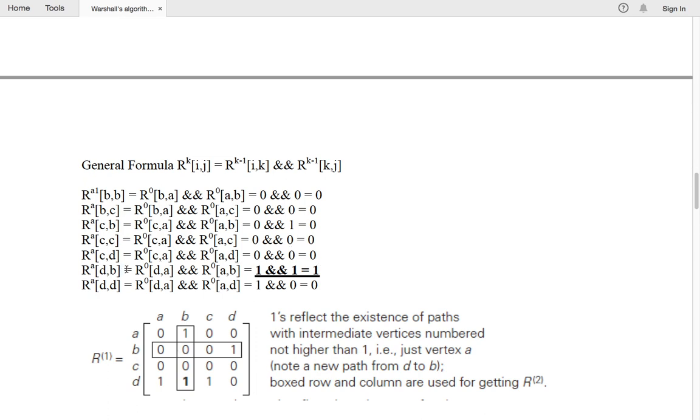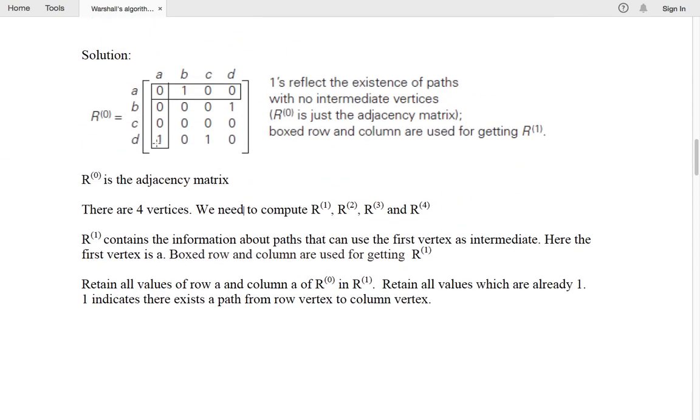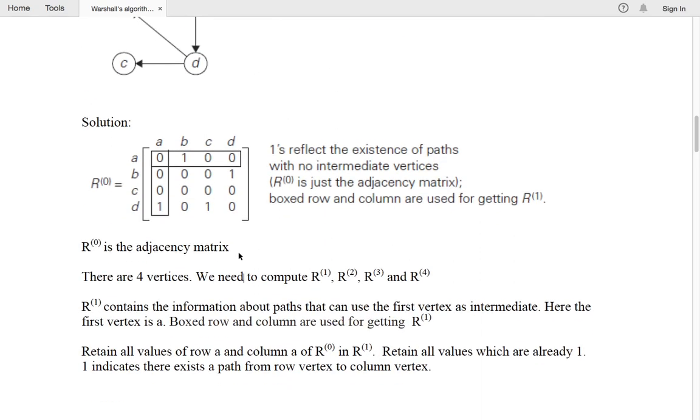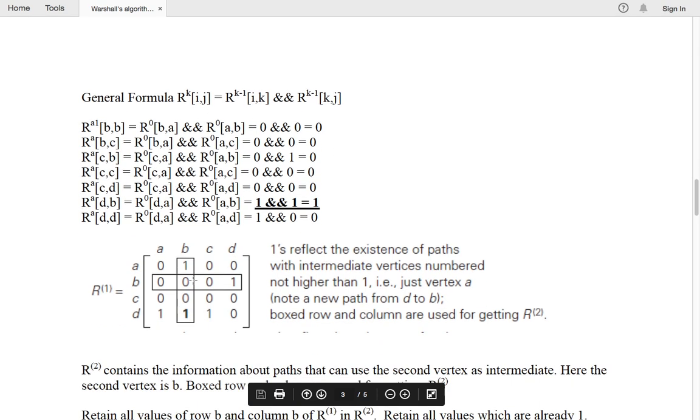0. Now come to DB. So DA and AB. So what is DA? 1. What is AB? 1. 1 and 1 is 1. So value of DB through A is 1. It implies, if you look at the graph here, so I can reach B through A by going to DA and AB. Hence DB now becomes 1 through A. DD will again be 0. So one value which changes is DB here. So this becomes my R1, right?